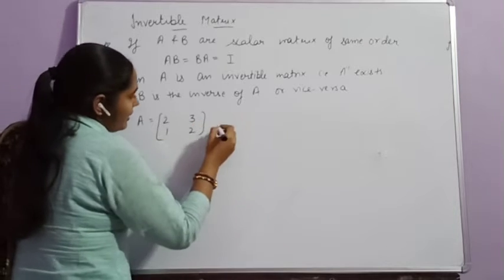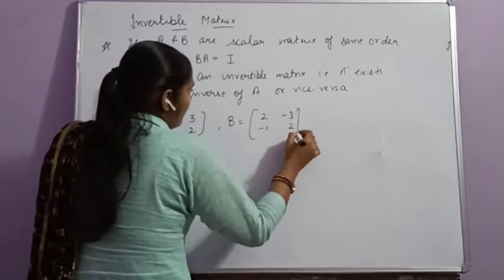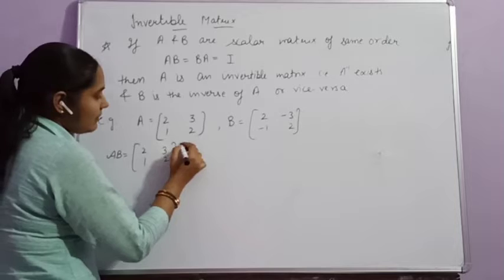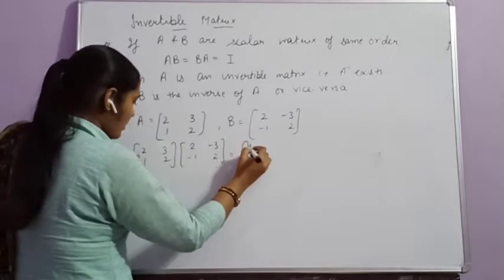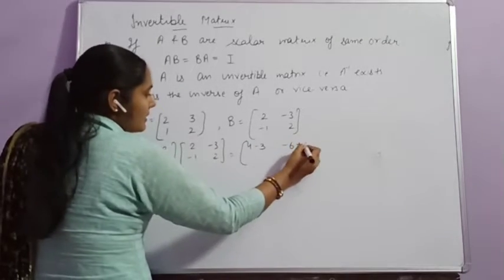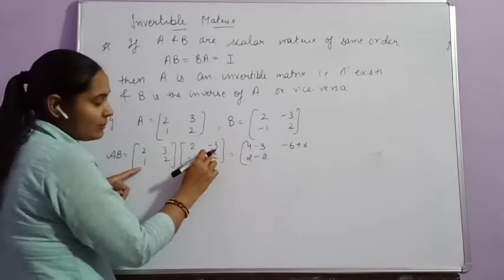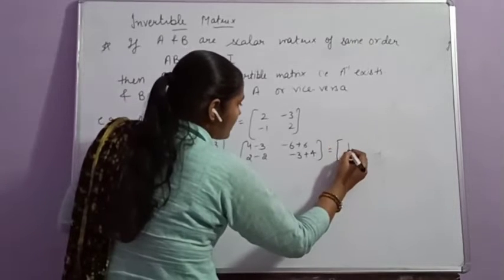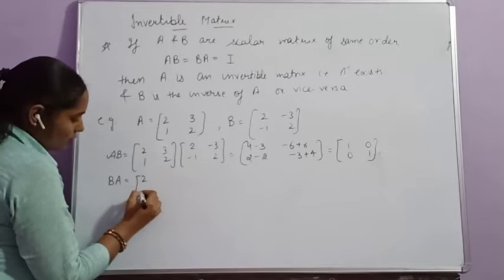For example, if A is a matrix of order two, that is [2, 1; 3, 2], and consider matrix B of the same order. Firstly, we find AB, that is [2, 1; 3, 2] multiplied with [2, -1; -3, 2]. That will be equal to 2 twos are 4, minus 3; 2 into minus 3, that is minus 6, plus 3 twos are 6; 1 multiplied with 2, minus 2 multiplied with 1; similarly, 1 multiplied with minus 3, that is minus 3, plus 2 twos are 4. That is equal to [1, 0; 0, 1].